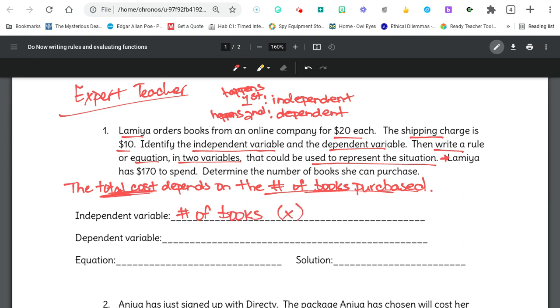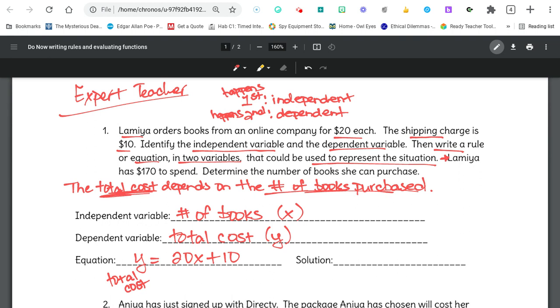That's X. Dependent variable is the total cost. And we're going to label it as Y. We don't have to do F of X. You can put it in function notation if you want to. All right, and the equation, so the cost is going to be equal to $20 for every book plus the $10 shipping fee. Y is your total cost. And then you're paying $20 per book plus the $10 shipping fee.